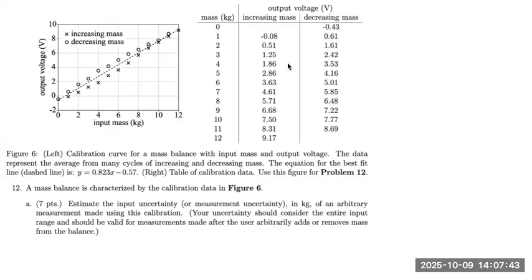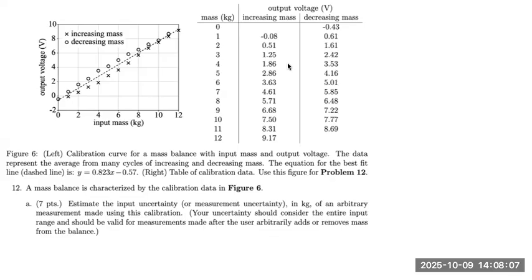Today we're going over this problem of control. So, calibration curve for a mass balance with input mass and output voltage. The data represents the average from many cycles of increasing and decreasing mass. The equation for the best fit line, or the dashed line, is y equals 0.823x minus 0.57. The table of calibration data is on the right. We want to use this figure for problem 12.